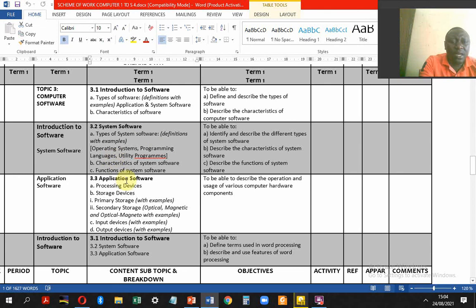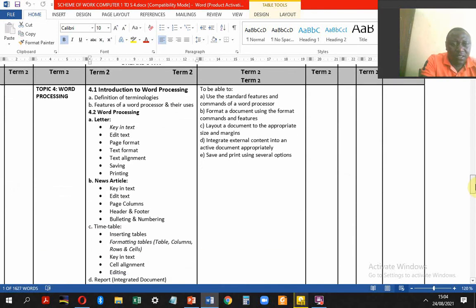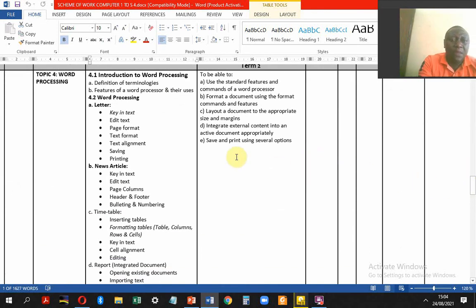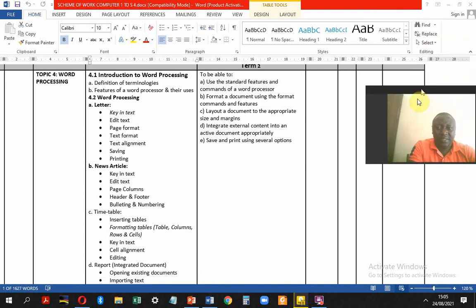Then we will look at the application software down here. Application software, we actually talk about the processing devices, storage devices, output and input. Then I'll take you to the introduction to word processing. In my previous tutorial, I defined word processing. So here, I expect you to look at the definition of key terminologies, and also the features of the word processor.